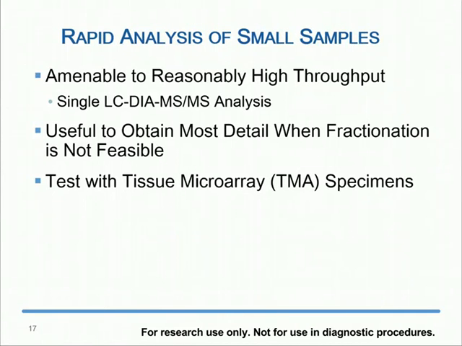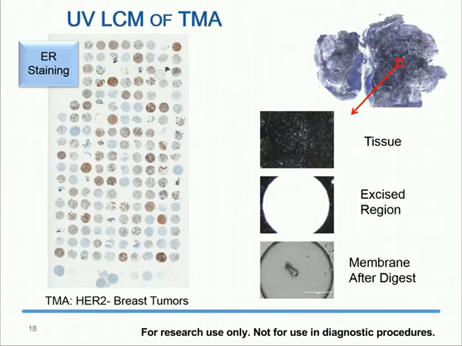So we think this is a good strategy for rapid analysis of small amounts of samples, and this could be precious cell lines or really complex model systems that are hard to develop a lot of material, or it could be precious clinical samples as well for addressing different types of research questions. So we're proposing a single LC-DIA MSMS analysis, and we think this is going to give us a lot of detail, probably more detail than the corresponding DDA type of experiment when fractionation isn't feasible for the samples. We're going to test this with TMA specimens.